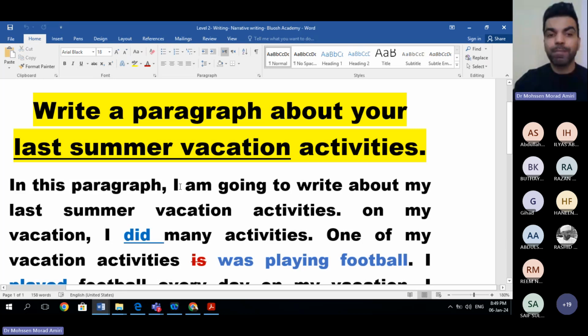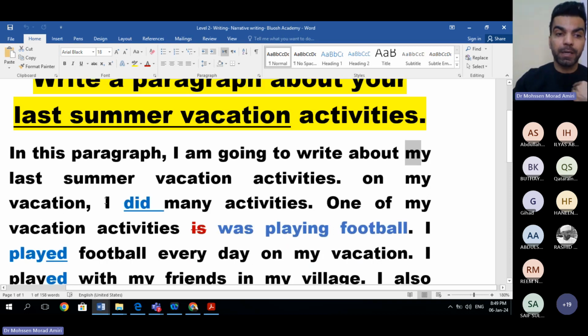In this paragraph, I am going to. This is a nice phrase. Instead of saying I will, write I am going to. Then in this paragraph, I'm going to write about my. Don't say your, okay? Here, don't say your, say my. I'm going to write about my last summer vacation activities.